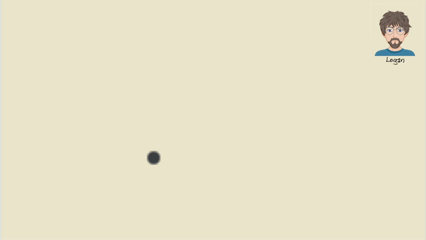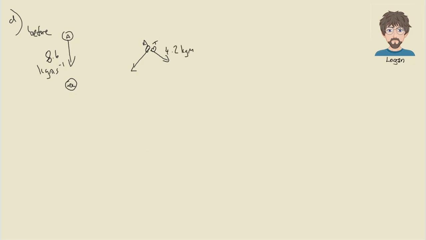So stone A ended up going this way after the collision. So it had 8.6 kilogram meters per second straight down. And then this is stone A, right? And stone B, and then it collides with the T. And after this, they are travelling at right angles to each other. And the T has a momentum of 4.2 kilogram meters per second.